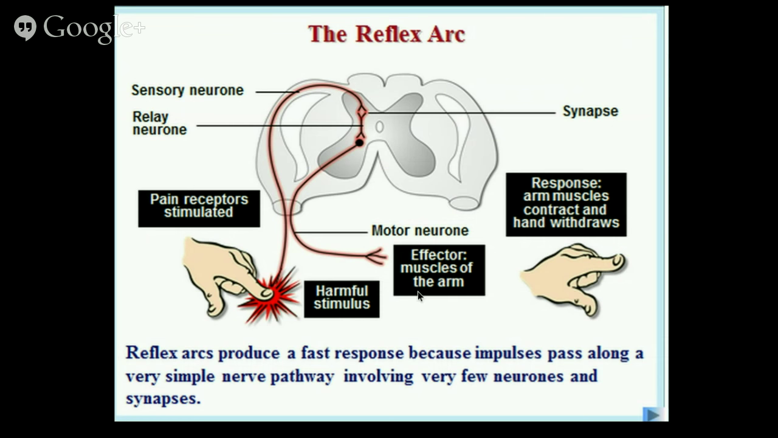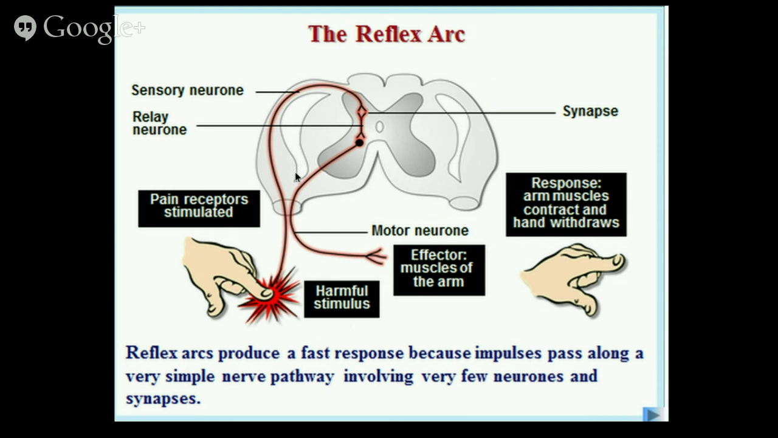Now sometimes our brain can't cope with all of the different messages we're getting all the time. Because if you think about it, your clothes are brushing on your skin all the time. But your brain has learned that this isn't causing you any harm, so it learns to ignore them. Sometimes, though, you need a fast response where your brain doesn't have to think about it.